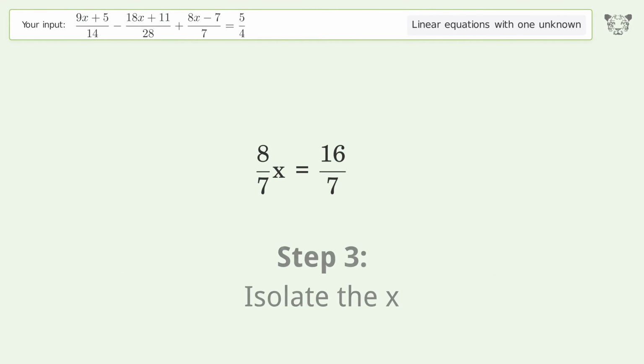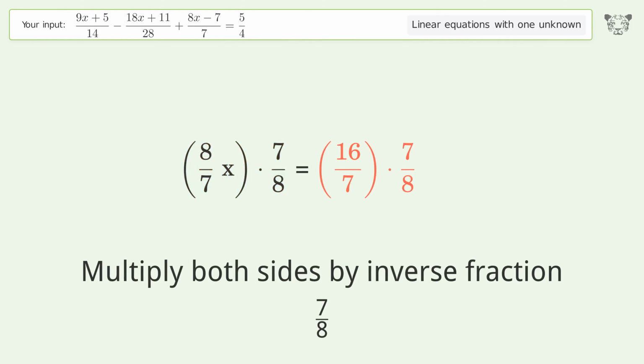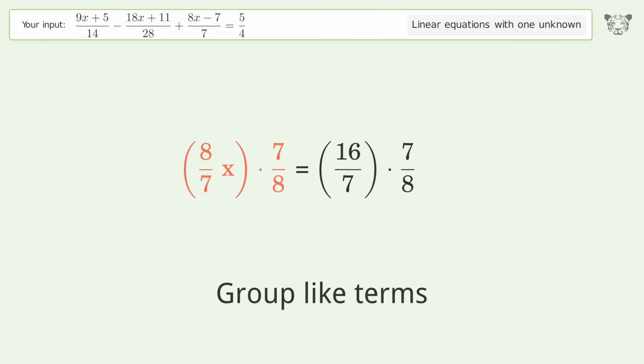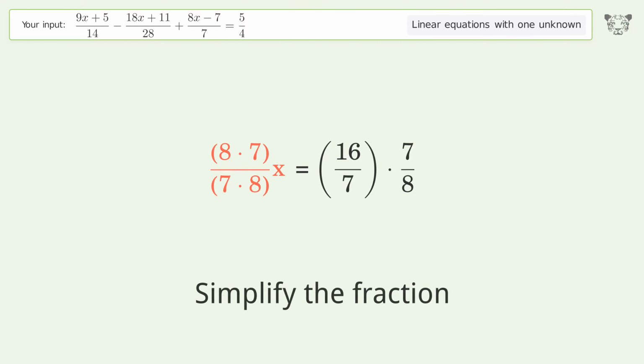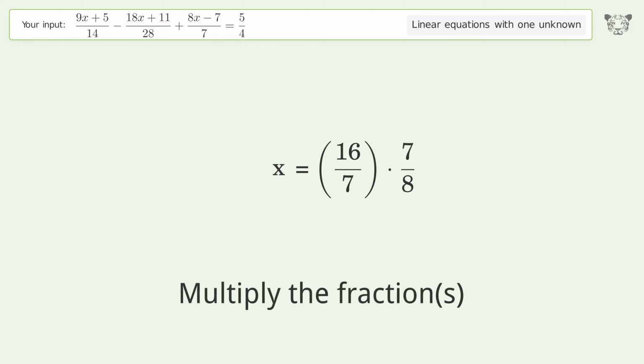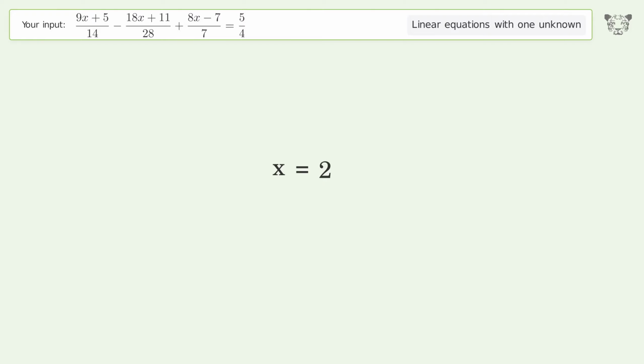Isolate the x. Multiply both sides by inverse fraction 7/8. Group like terms. Multiply the coefficients. Simplify the fraction. Multiply the fractions. Simplify the arithmetic. And so the final result is x equals 2.